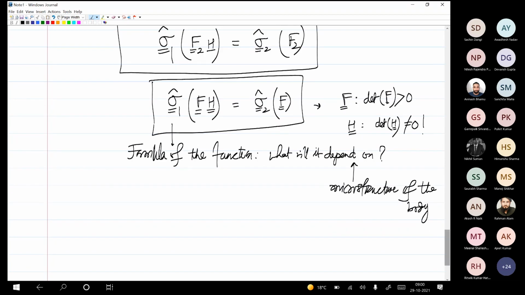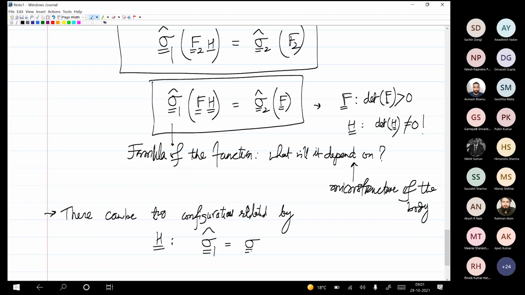Now coming to another question, very interesting question actually. There can be some configurations, or there can be two configurations related by H such that the response function is the same. So what I mean to say is that there can be two configurations related by H such that sigma 1 hat is equal to sigma 2 hat. Right? It is possible, right?